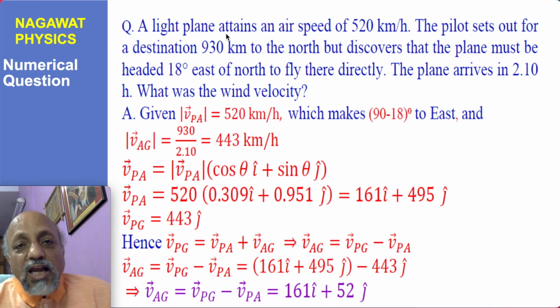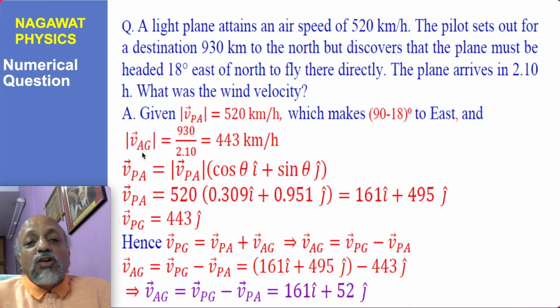What is given? The plane attains an airspeed of 520 km per hour, so the speed of the plane with respect to the air is 520 km per hour. The angle is given as 18 degree east of north, which will mean 72 degree to the east. Also, because it covers 930 km north in the time interval 2.10 hour, the net velocity VPG, the speed, is given by 930 by 2.10, which turns out to be 443 km per hour.